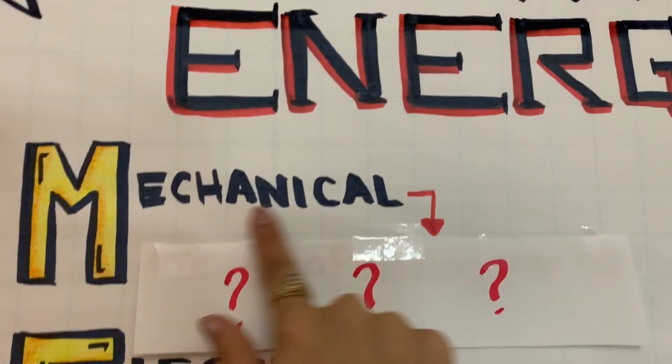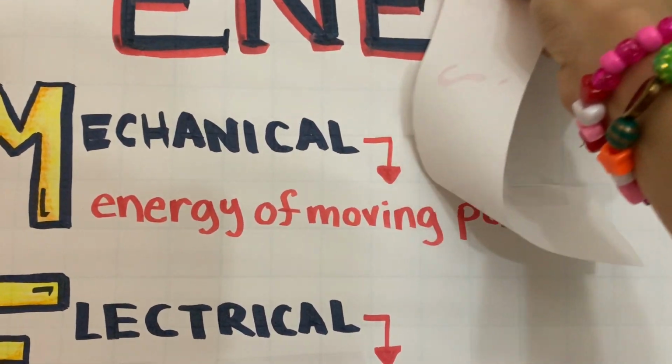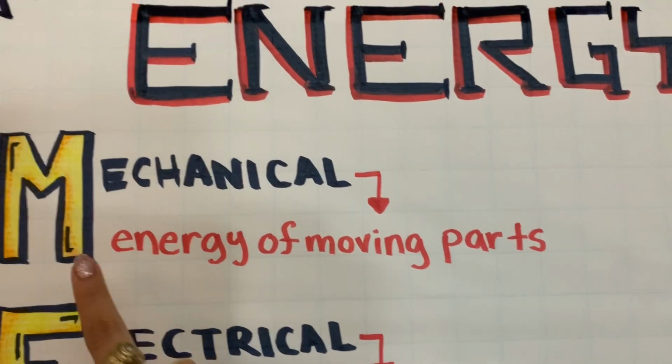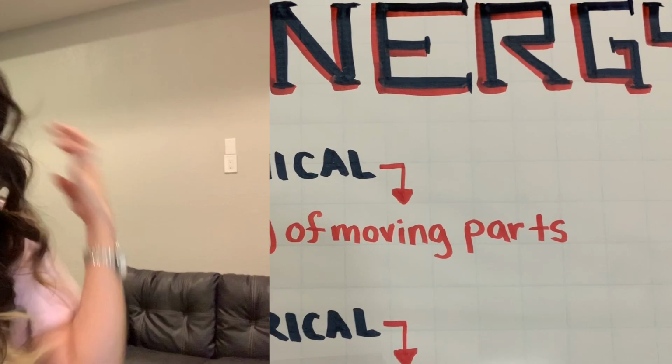Let's start with mechanical energy. Mechanical energy is energy of moving parts. Basically, when something moves. We can observe and differentiate between different forms of energy. Some energy is being used while some other energy is being produced. And various objects can have both. So I'm about to give you several examples of each one. As I said, we wanted to start with mechanical energy.